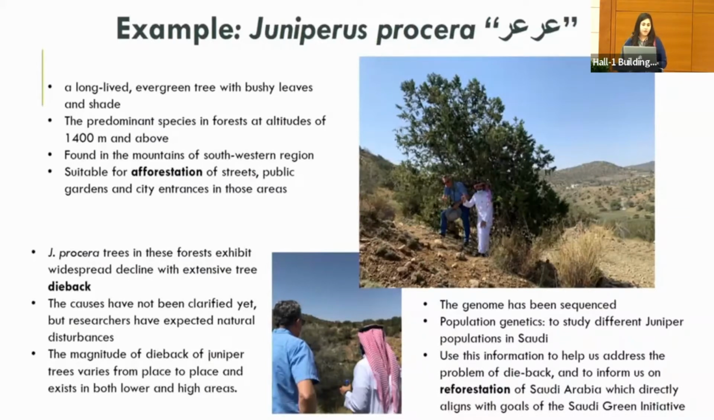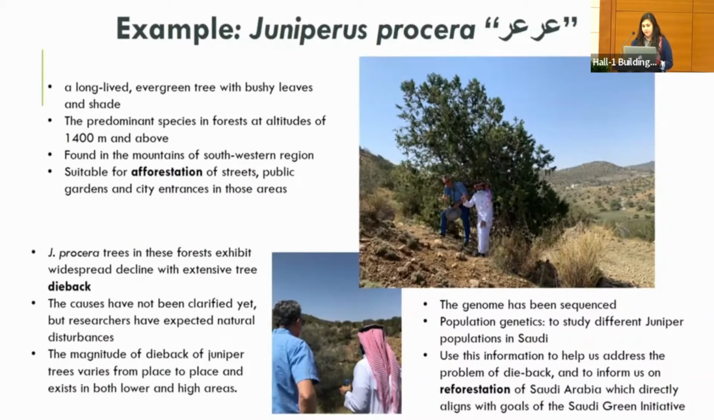Now, unfortunately, the juniper trees are exhibiting widespread decline with extensive tree dieback. The causes haven't been clarified yet, but many researchers have expected natural disturbances such as drought and climate change and disease and so on. And the magnitude of the dieback of juniper trees varies from place to place and exists in both lower and higher areas.